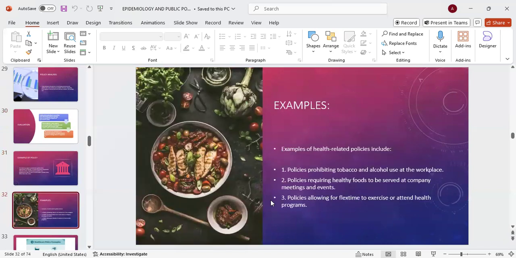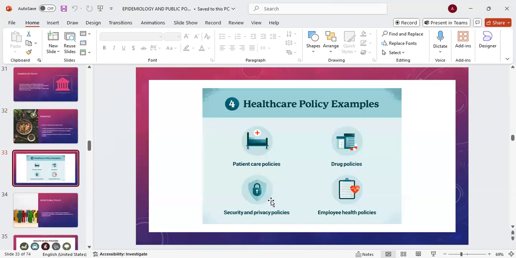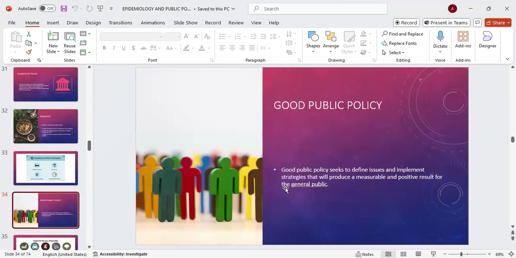Examples of health-related policy include: number one, policy prohibiting tobacco and alcohol use at the workplace. Number two, policies requiring healthy food to be served at company meetings and events. Number three, policies allowing for flex time to exercise or attend health programs. Healthcare policy examples include patient care policies, drug policies, security and privacy policies, and employee health policies.